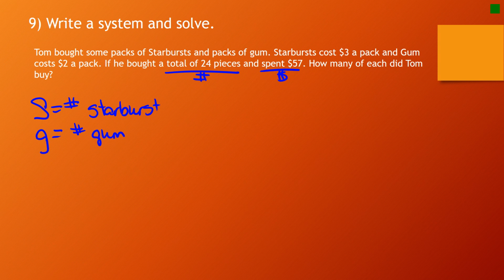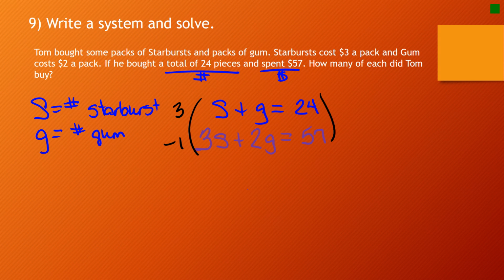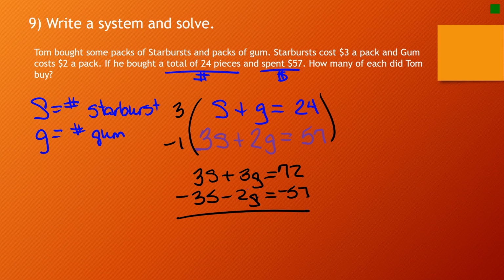So remember, I need a number. Number of Starburst plus number of packs of gum equals the total number of pieces. The other thing I need is money. Each Starburst was $3 for each pack of Starburst, $2 for each pack of gum, for a total of $57. Number, money. All right, it's set up in standard form, so I'm going to multiply the top by 3, the bottom by -1. I get 3s plus 3g equals 72. -3s minus 2g equals -57. Oh, isn't that nice? 3 minus 2 is 1g equals 15.